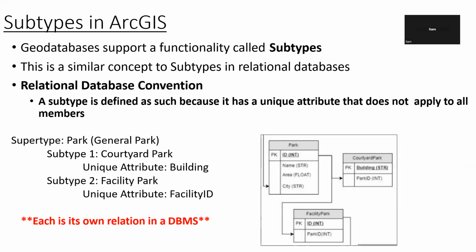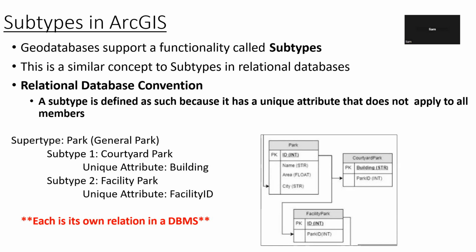Yeah. So what are subtypes? I think you all know about subtypes because we learned what a subtype is in relational databases, right? So there is a supertype, for example, a park, spatial data, and then if you want to set two subtypes, then in a relational database you need to make two tables, right? So each subtype is a table, right?